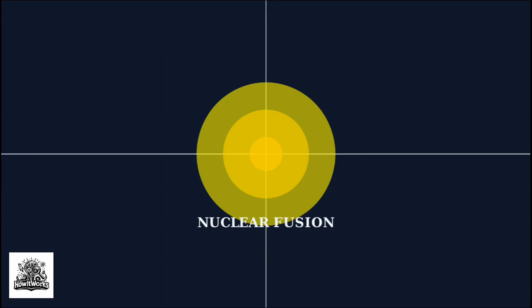This is called the critical mass. Below critical mass, the reaction dies out. At critical mass, it sustains. Above critical mass, it becomes uncontrolled. Nuclear fusion powers the most destructive weapons ever created.